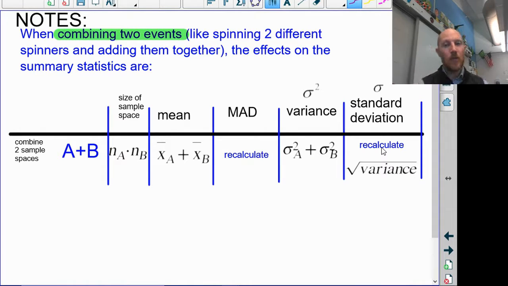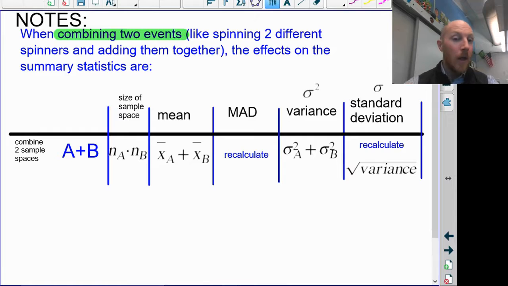But standard deviation has a really easy way to recalculate. We don't actually need that whole entire table. We just need our answer for the variance, and we do the square root of that, and that gives us the standard deviation. Like, that is how you always do standard deviation, no matter what. As long as you have the variance, you just do the square root, and there's your standard deviation.